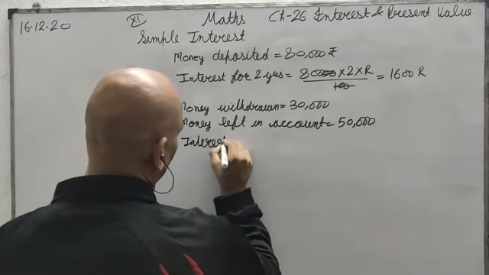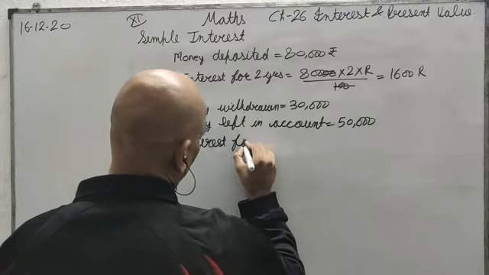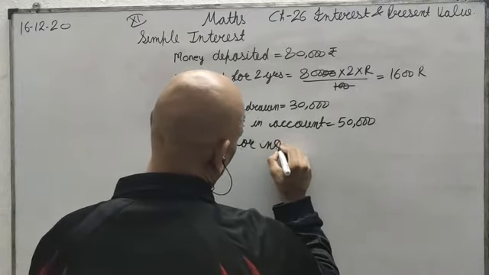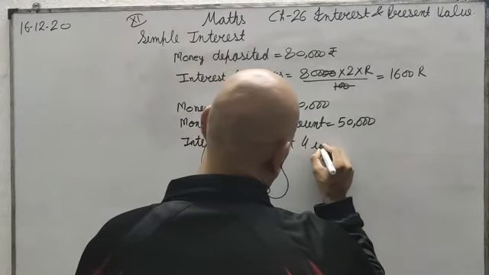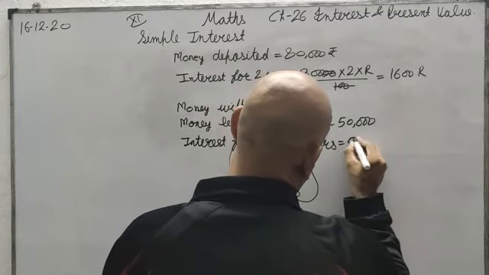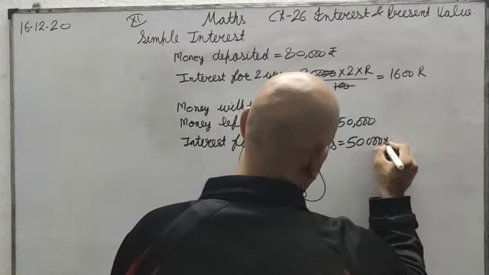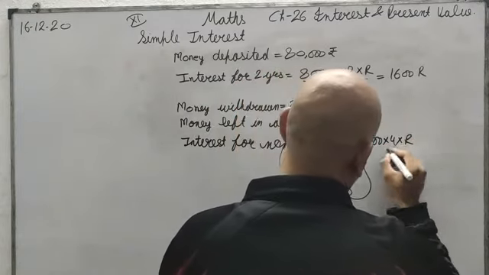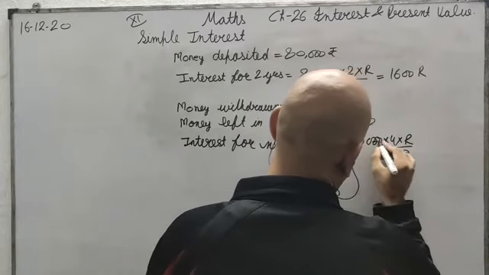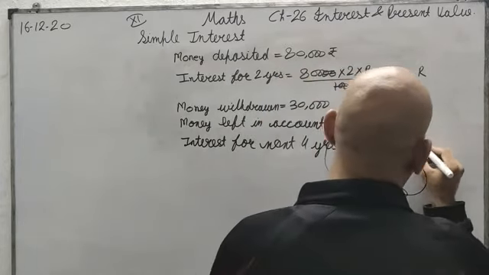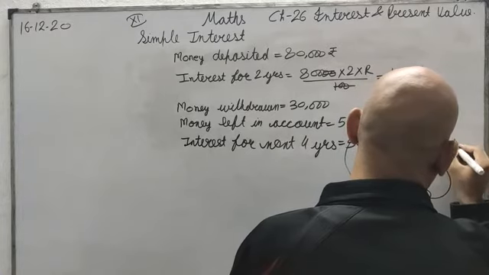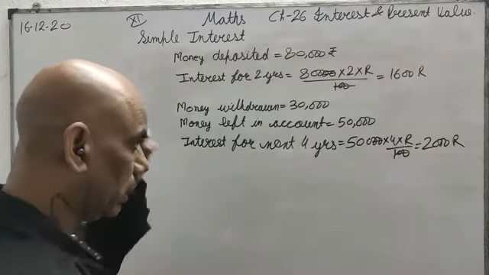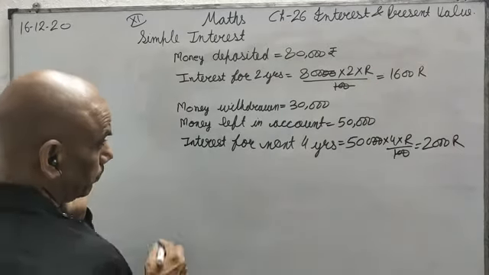So interest for the next 4 years: 50,000 into 4 into r upon 100, double zero cancelled, 2,000 r. So this is the total interest.